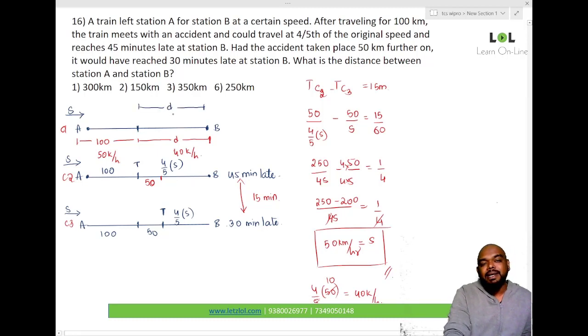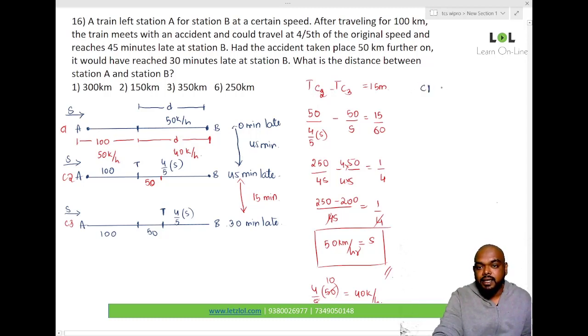In case 1, it will be traveling at the original speed only, that is 50 km per hour. But in case 2, it is traveling at 40 km per hour. What is the time difference from here to here? Here it is 0 minutes late. So the time difference is 45 minutes. Okay, observe case 1 and case 2. Let me take case 2 minus case 1 because case 2 takes more time.